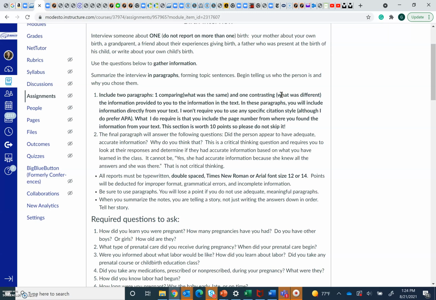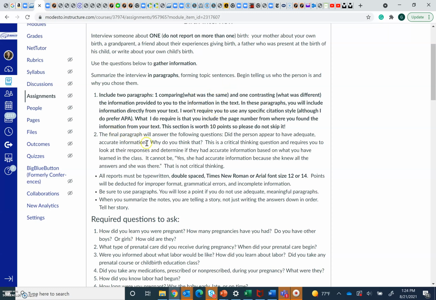Although I'm not expecting any particular writing style, I do like APA, so if you know how to do APA format, please use that. If you do not, as long as I have the page number that you got the information from out of your text, that will be great. If you use any direct quotes, please make sure that they're in quotation marks so that you are not plagiarizing. Okay, so this is a big chunk of your grade, so please don't skip it.